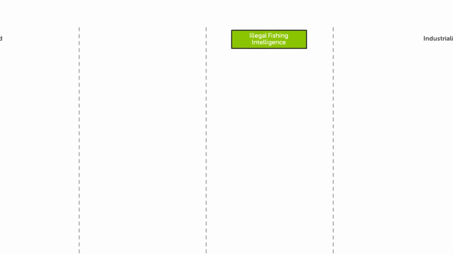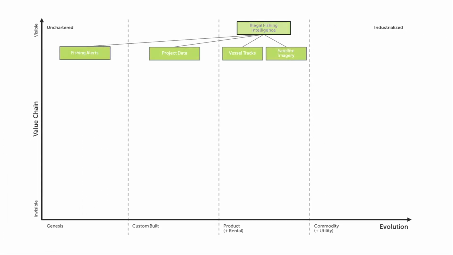In order to satisfy the user need, we need several things. We need phishing alerts generated by the system which indicates potentially suspicious behaviour. We need project data which describes the scope of the investigation along with other parameters. We also need data in the form of vessel tracks and satellite imagery to help validate published alerts.